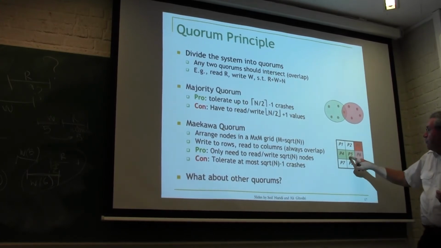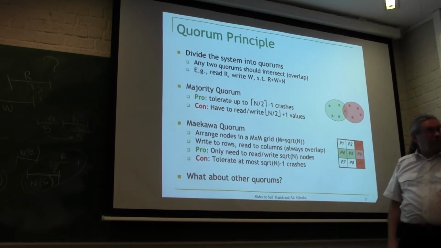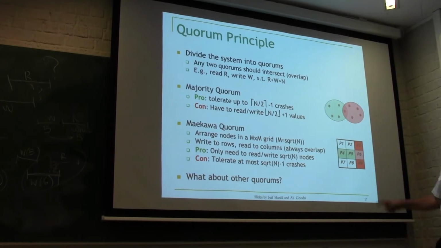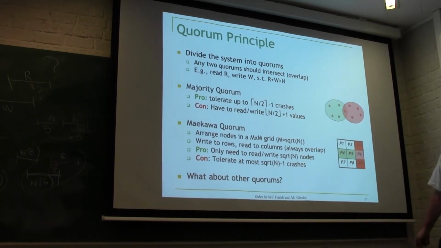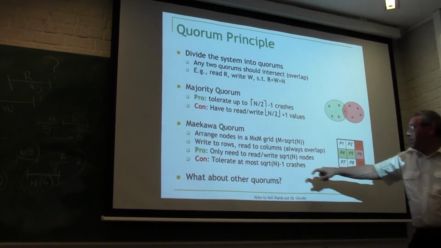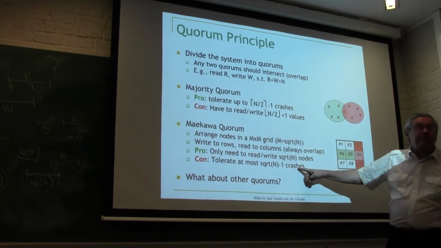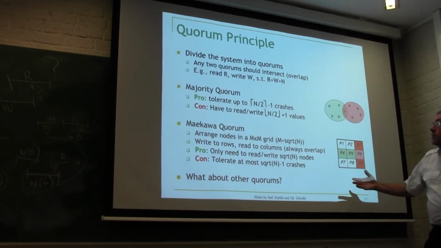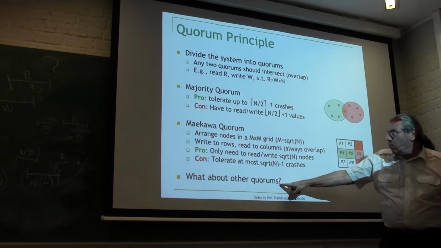The positive thing is, in fact, you only have to read or write square root of n nodes. You only have to wait for square root of n acknowledgements. So if n is equal to 9, that's only 3. You only have to wait for 3 acknowledgements. But it will tolerate fewer crashes. It will only tolerate square root of n minus 1. So it will only tolerate 2 crashes. Okay? So it's more efficient, but it's less fault tolerant.